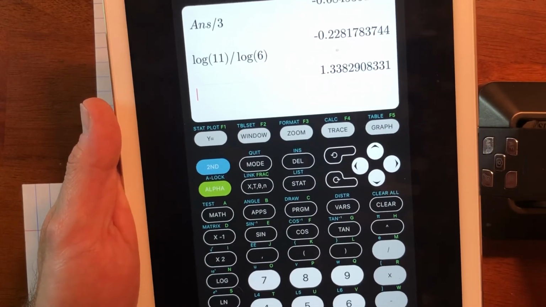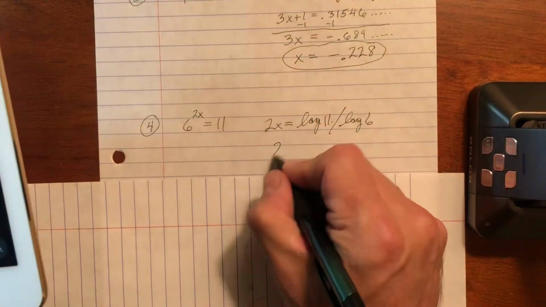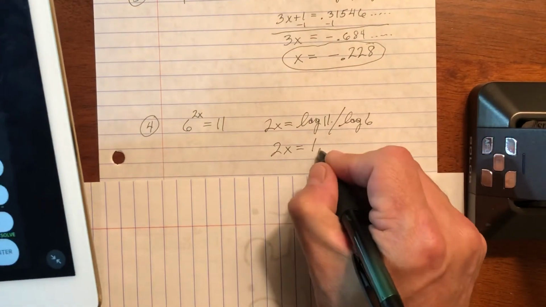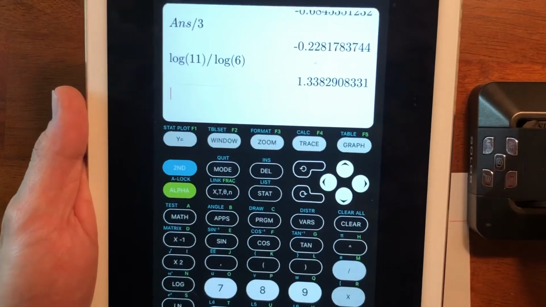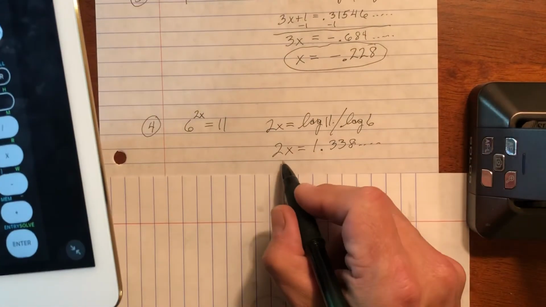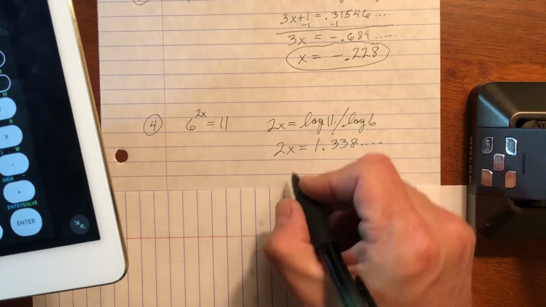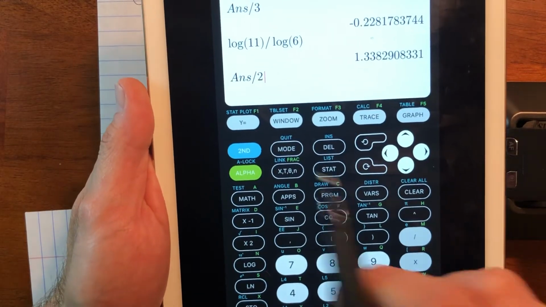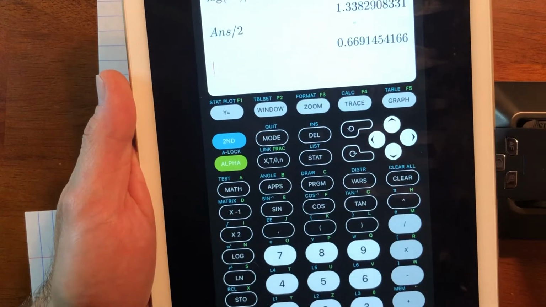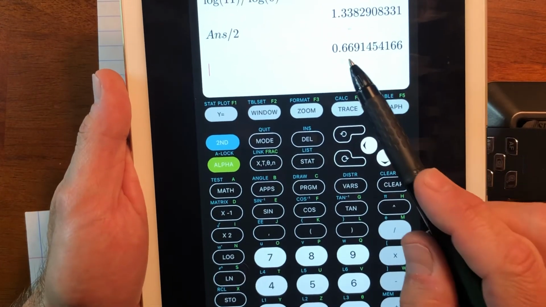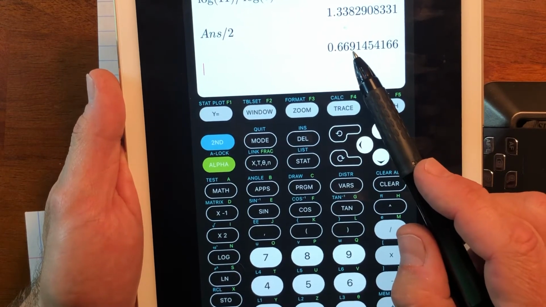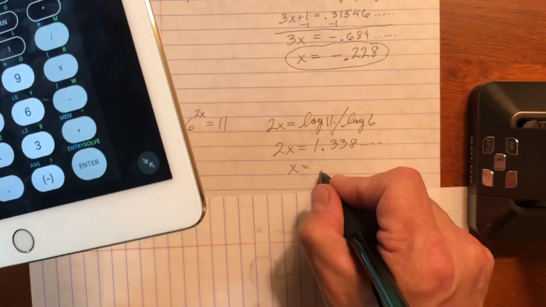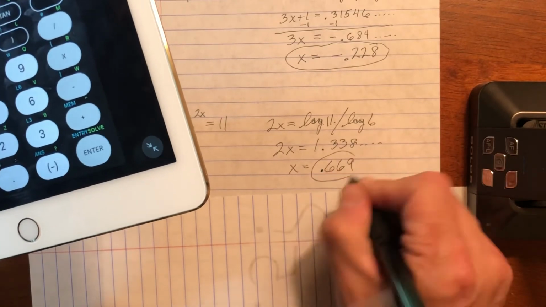I get 1.338. But I'm not going to round that off. 1.338 and so on. I'm just going to leave it on my calculator. Now I'm going to divide it by 2 because that's what 2x is equal to. So 1x is going to equal this number. Just hit divided by 2, so it gives you answer divided by 2. And now you round it off to the nearest thousandth. 0.6691, the 1 says to round the 9 down, so that's positive 0.669.